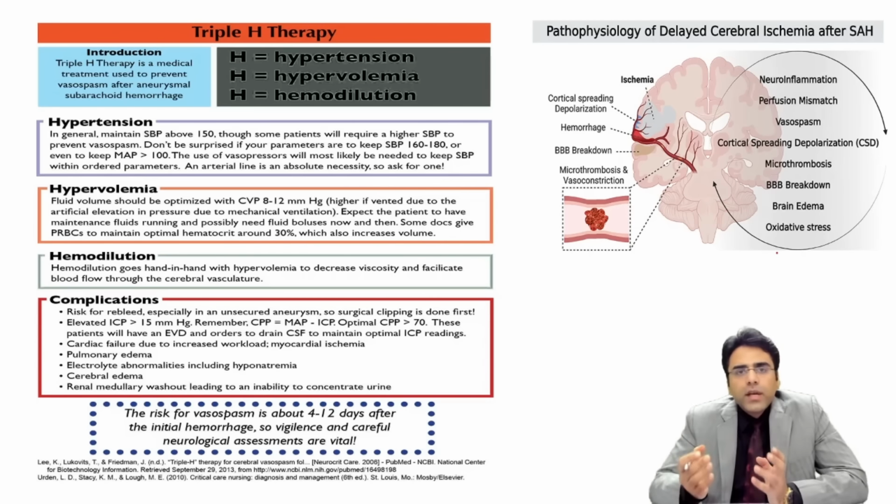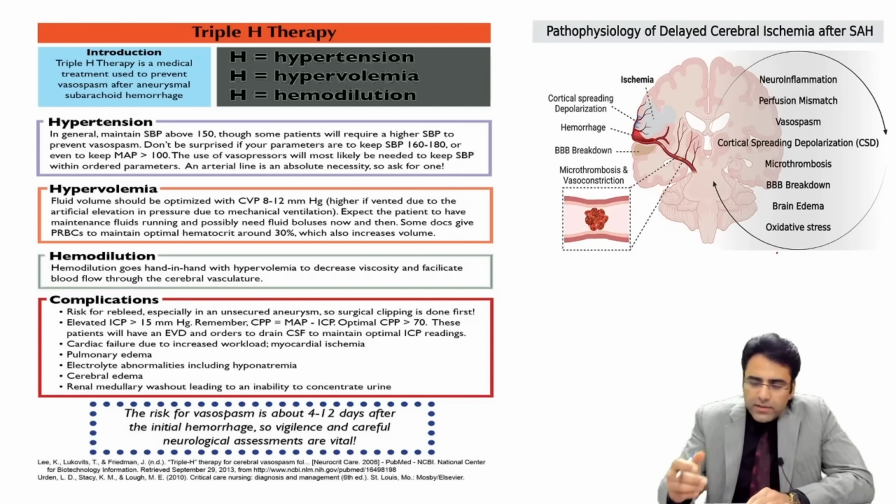Now, what is our aim? Now we have to maintain the normal cerebral perfusion. So that is why we have to do 3H therapy. The patient is to be maintained at a higher BP, so hypertension, hypervolemia, and hemodilution is to be maintained, so that the vasospasm induced cerebral ischemia is not there.